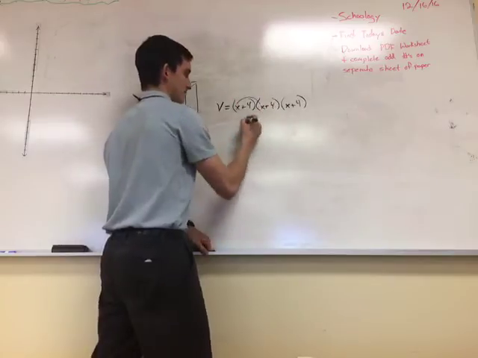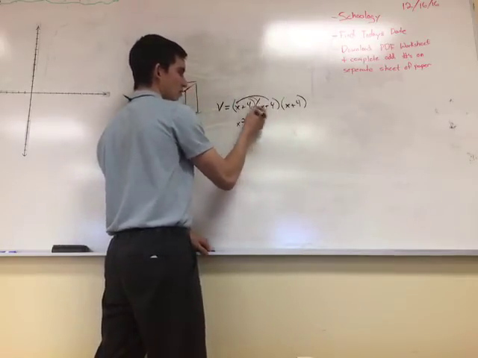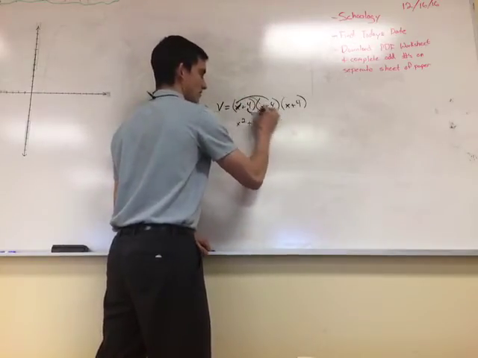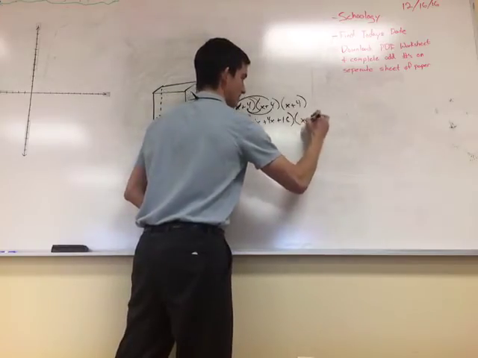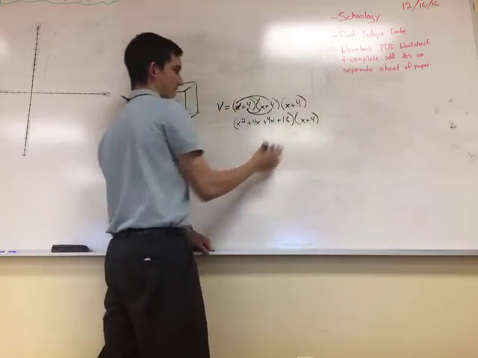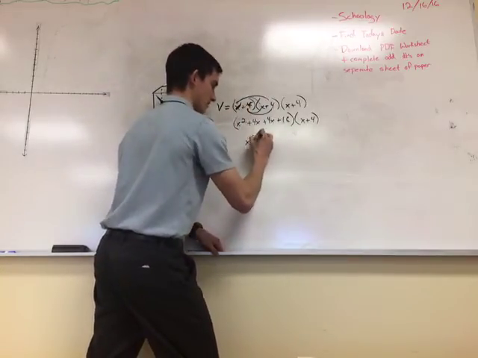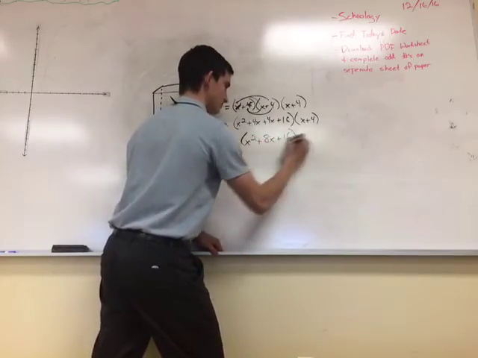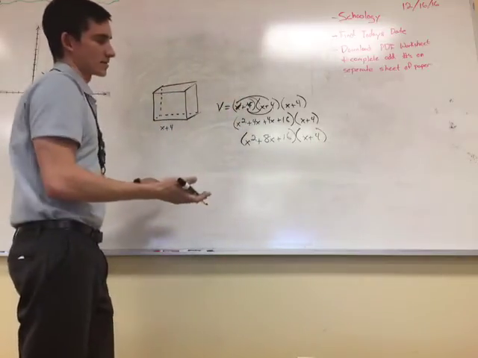So I'd have x times x is x squared, x times 4 is plus 4x, and I'm going to go quick. 4 times x is plus 4x, 4 times 4 is plus 16, there's that, and then I still have this x plus 4 on the end. Okay, but I've multiplied these two things together. I'm going to combine like terms, so I have x squared plus 8x plus 16 times x plus 4.